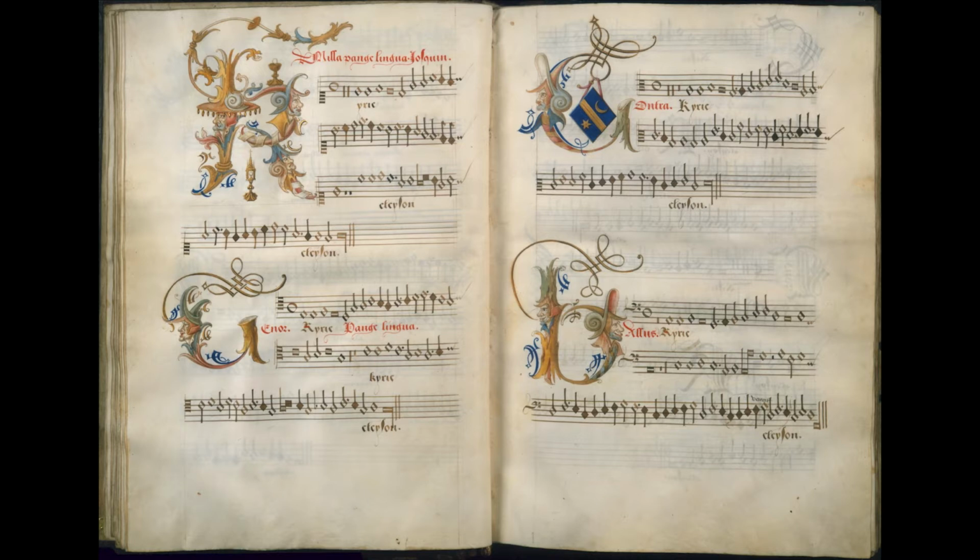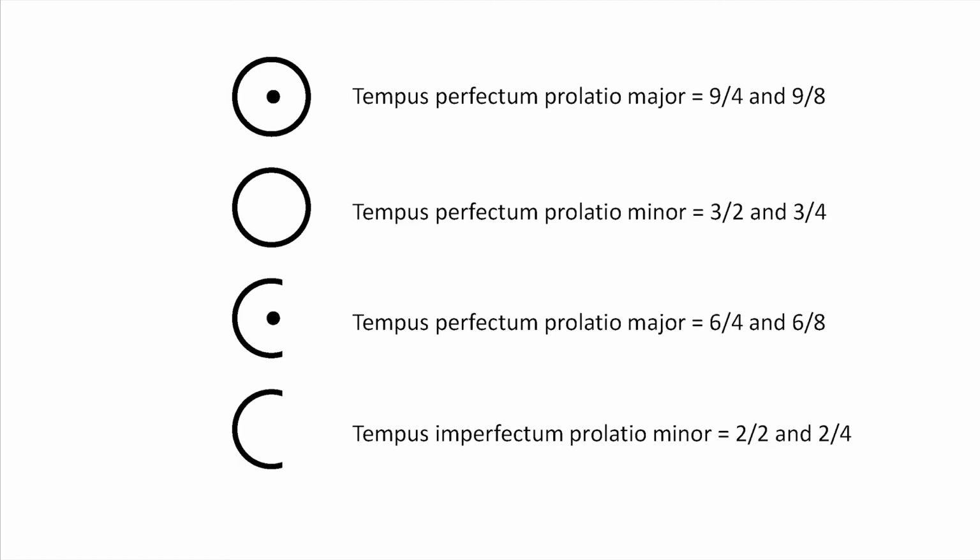Then we see an empty circle mensuration sign after the clefs in all four voice parts. And when we look at a chart of the four mensuration signs or meter signatures used at the time during the Renaissance, we see that the empty circle is tempus perfectum prolatio minor, which translates as 3-2 or 3-4, three beats per measure, two beats divided.